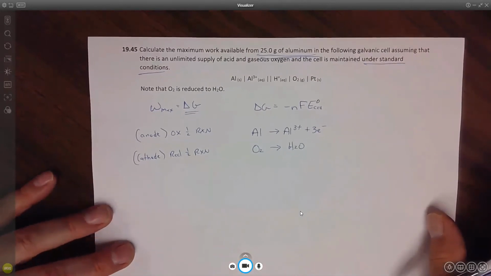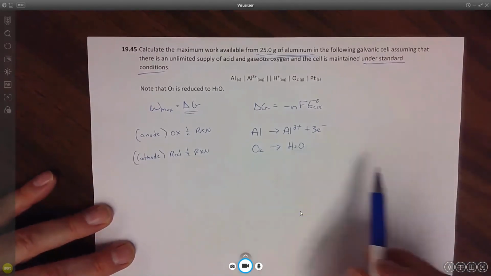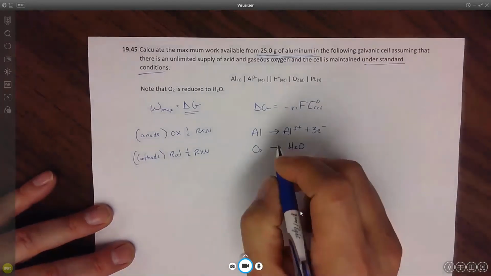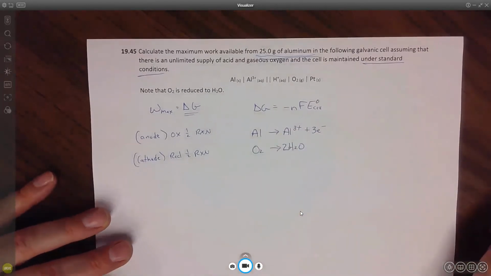And then we just need to balance it after that. So we balance the oxygen by adding waters. There's 2 oxygens here. There's 1 here. So we'll put an extra water. So there's now 2 waters.